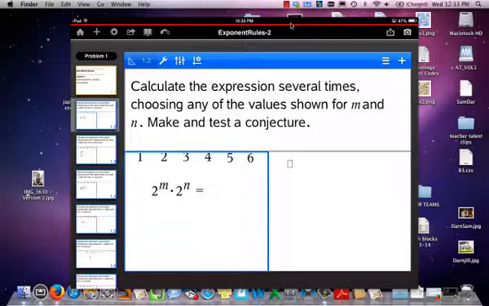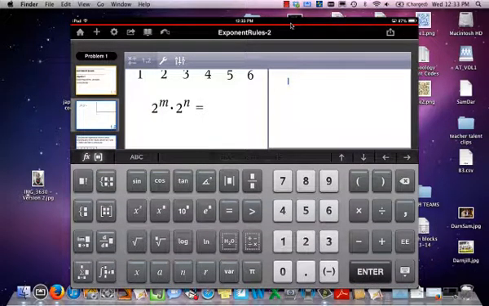And again, those 1, 2, 3, 4, 5, 6 are the different numbers we're going to put in for m and n. So this right side is just a calculator document. So I can maybe put in 2 to the first power. I have to arrow over to make sure that my blinker isn't up in the exponent, times 2 to the second. Okay, and that calculator tells me that's 8. Well, 2 to the first is 2, and 2 times 2 is 4, and 2 times 4 is 8.